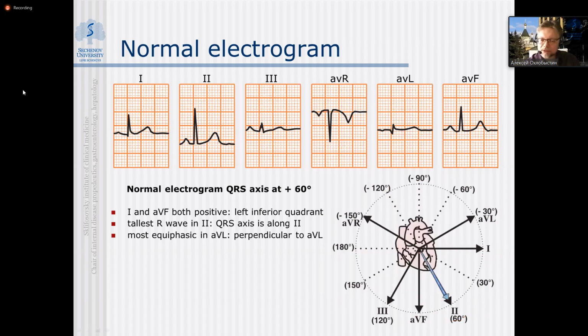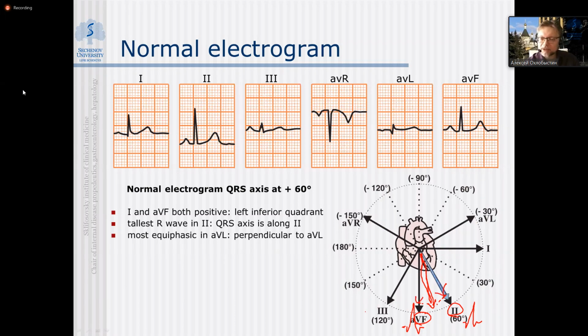If, for instance, we get high positive deflection that is quite similar in AVF and in, for instance, the second standard lead, it means that the projection is positive and quite high here in AVF and in the second standard lead. The vector is going in between those leads. That's why we have the same amplitude of projection to one axis and to the other.